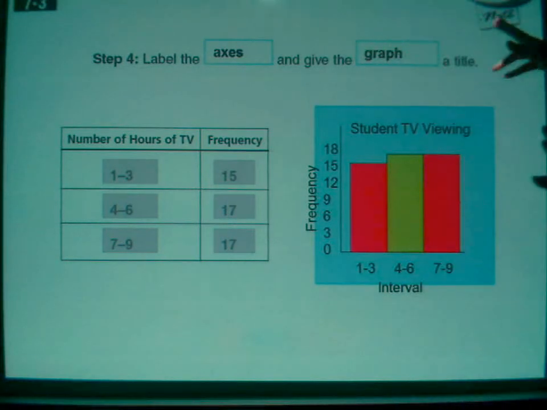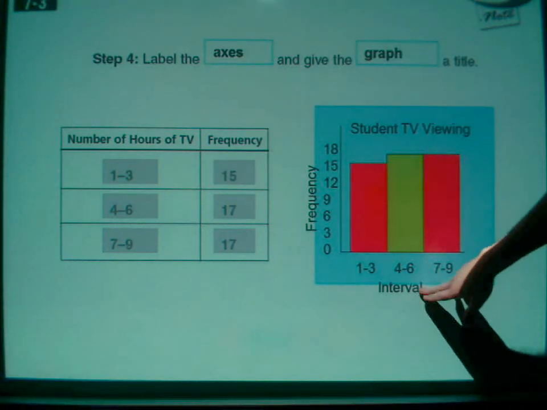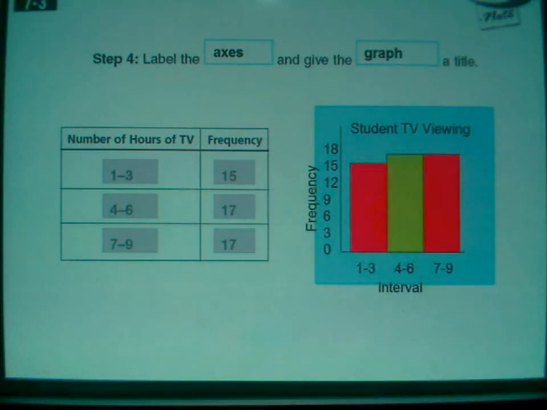Step 4 asks us to label the axes and give the graph a title. One of the things that's slightly more convenient perhaps about a histogram is that you can always go with the labels interval and frequency, because that's what that will always be. It will always represent those even-sized intervals and how many times those interval numbers appear. The title comes back to the problem, what it was about, and in this case it was about student TV viewing, so we labeled it student TV viewing.